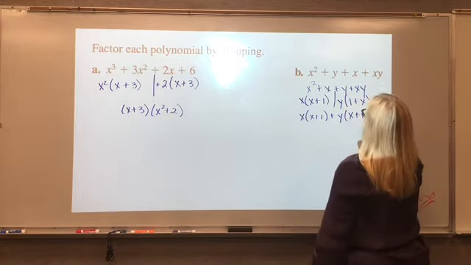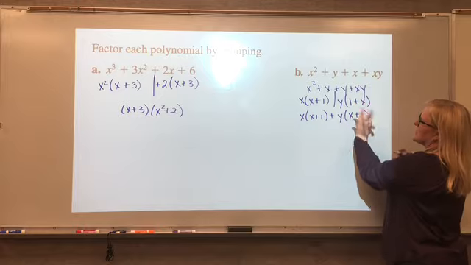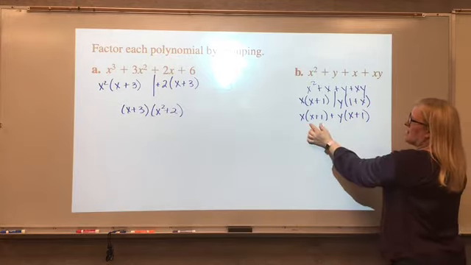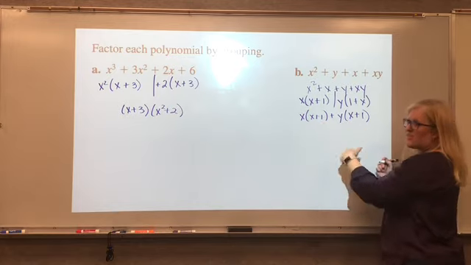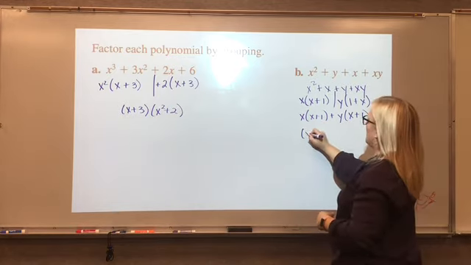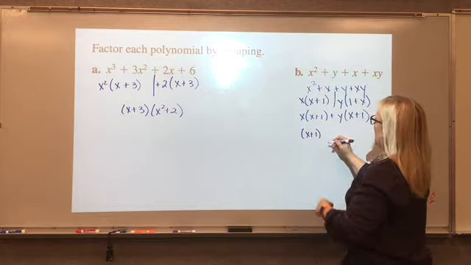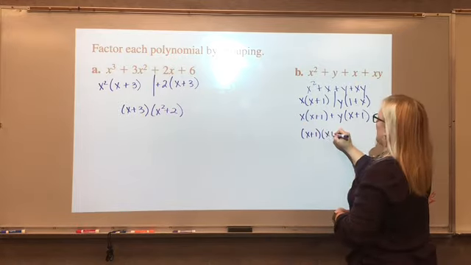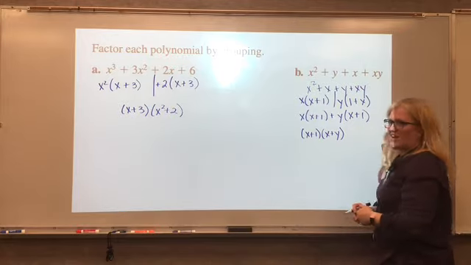Okay, all I did in this next step is I just flip-flopped those. But look, I've got my binomial in the parentheses is the same. So I pull that out, and then what's left? x and y. So that is my other factor.